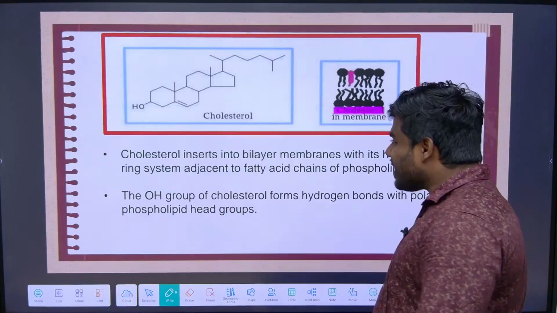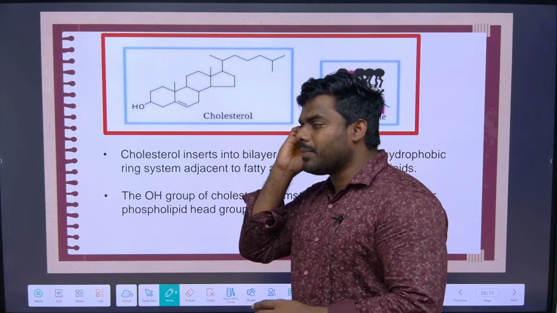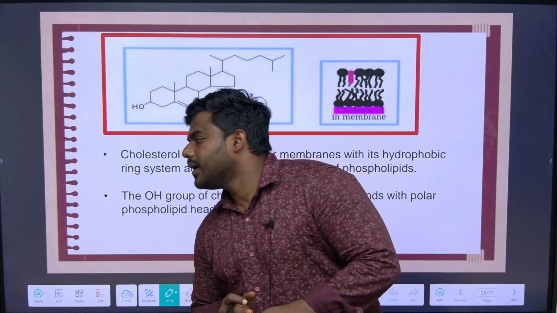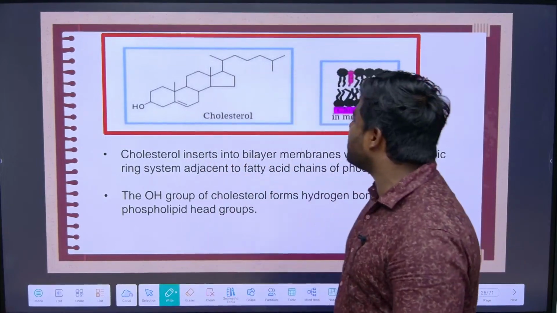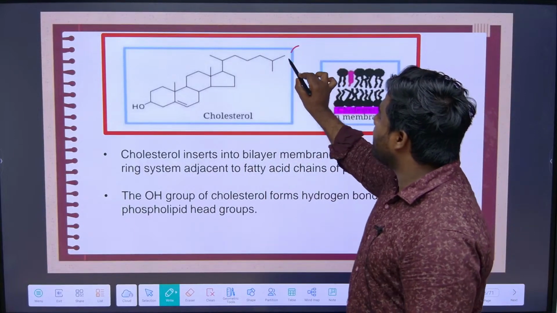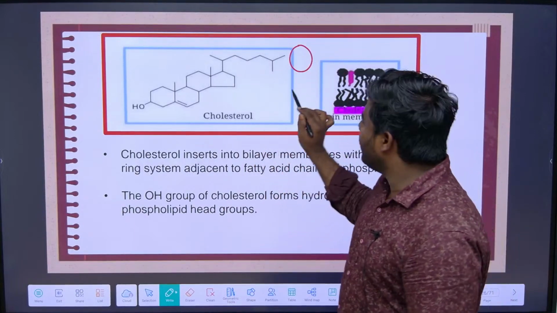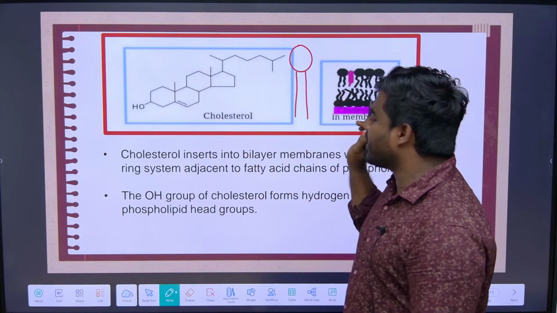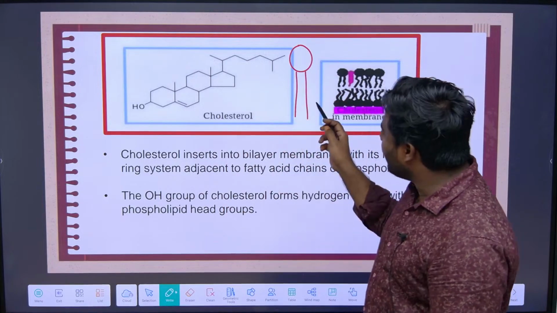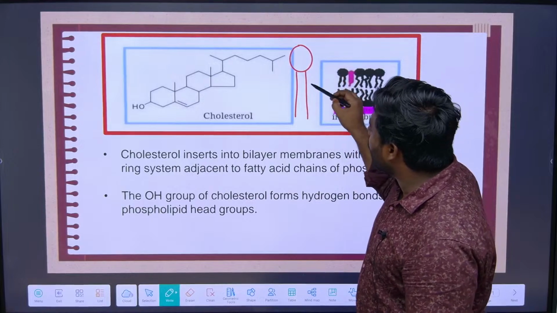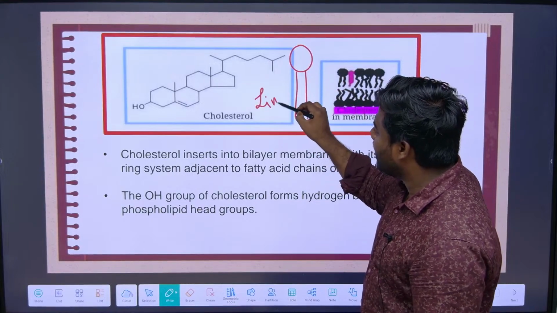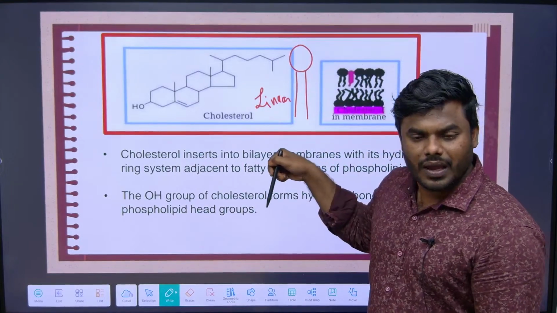Now, I want all of you to understand the picture. Correct, everyone? Suppose I ask you a question: how does a lipid look? You will say that a lipid contains a hydrophilic head and a hydrophobic tail. It looks like a linear form, correct? Linear form means straight form.